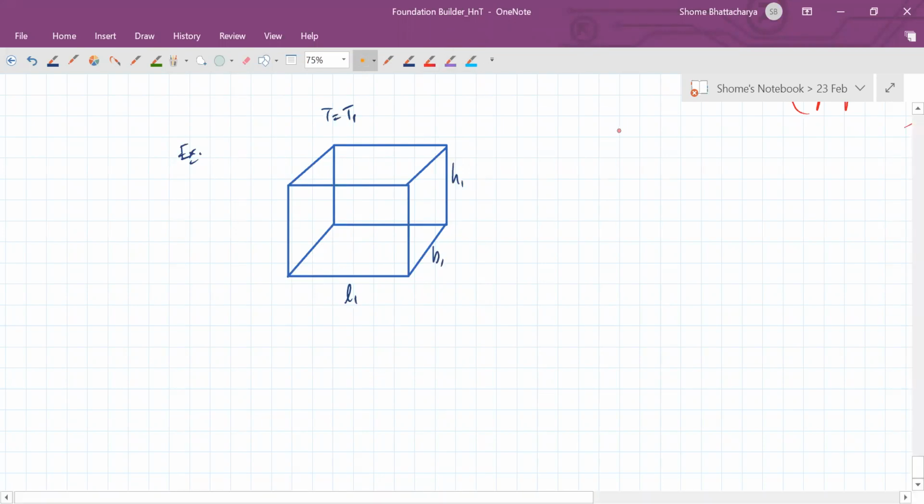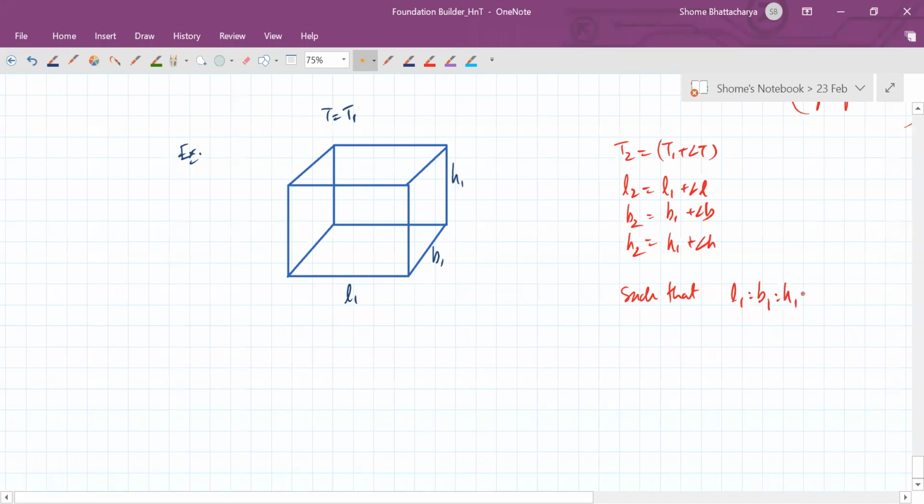Okay. At a new temperature, T2 equal to T1 plus delta T, your new length will become L1 plus delta L. Your new width will become B1 plus delta B. Your new height will become, sorry. So this whole body would have expanded from its original dimensions like this. Okay. But such that L1 is to B1 is to H1 will be equal to L2 is to B2 is to H2.